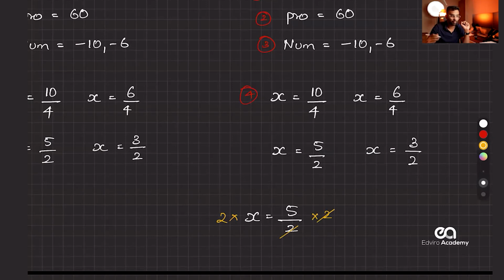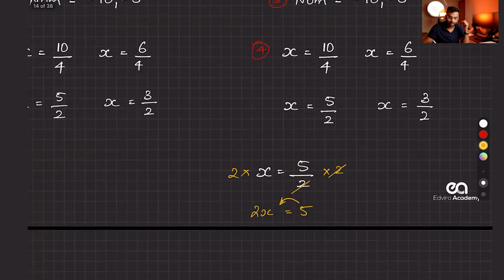So the 2 and that 2 would just cancel off. Would you guys agree with that? Yeah. So we now have 2x equal to 5, correct? And we just need to move the 5 to the other side to keep it together. So 2x minus 5 equal to 0. That's one of your factors.